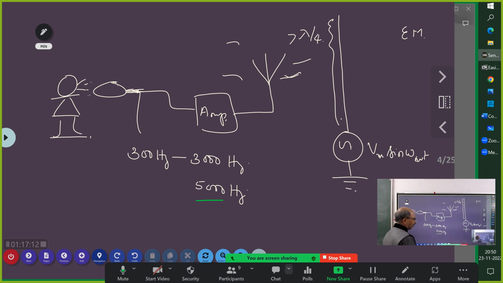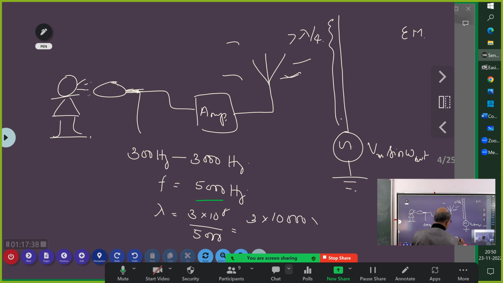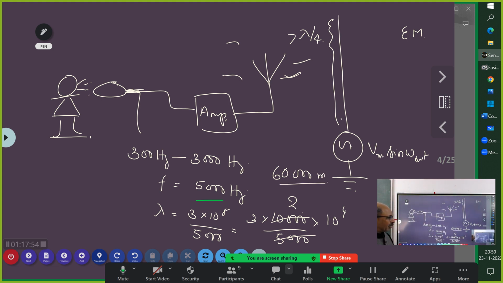So for 5000 Hertz, what is the wavelength? Wavelength is C by F, so 3 into 10 to the power of 8 divided by 5000. Say yes or no? So 3 into 10 to the power of 8 is 3 into 10,000 into 10 to the power of 4, divided by 5000. So this becomes 60,000 meters. Lambda will be 60,000 meters.